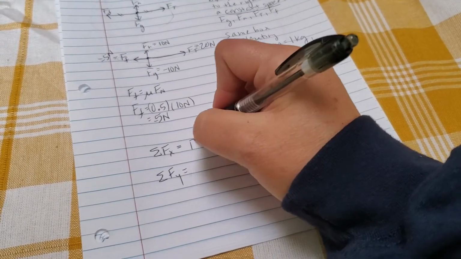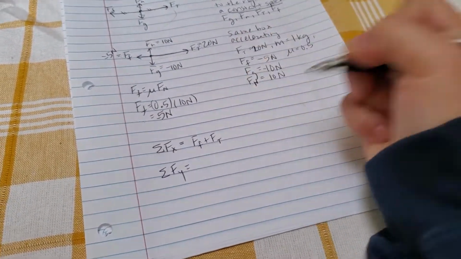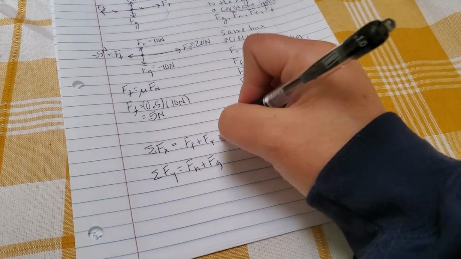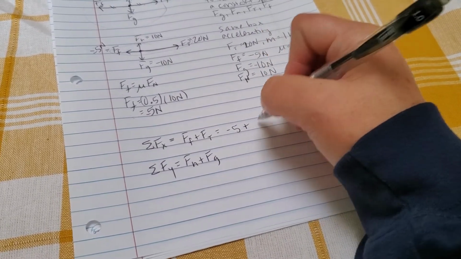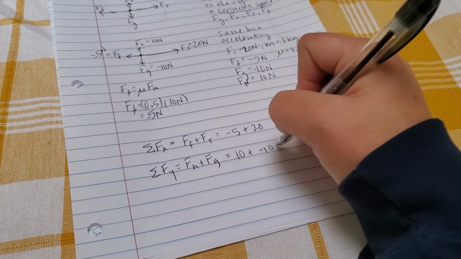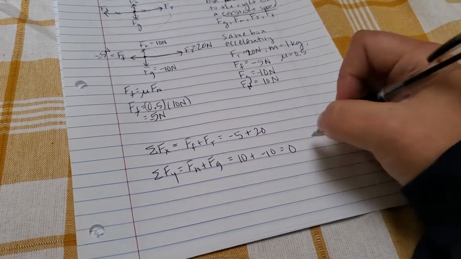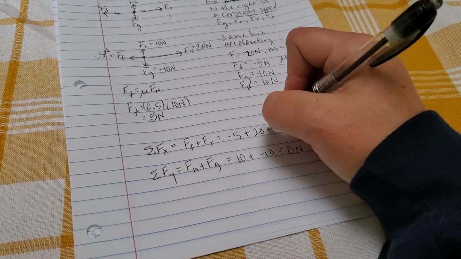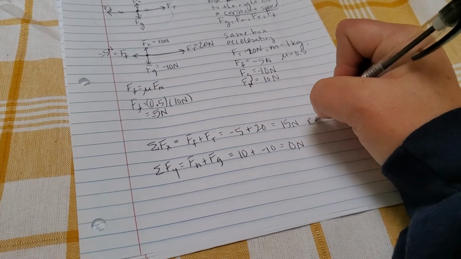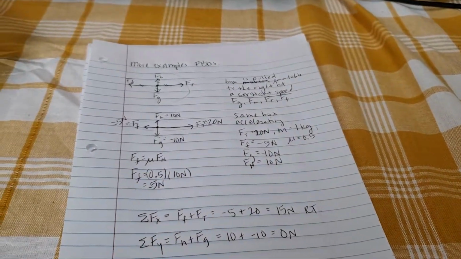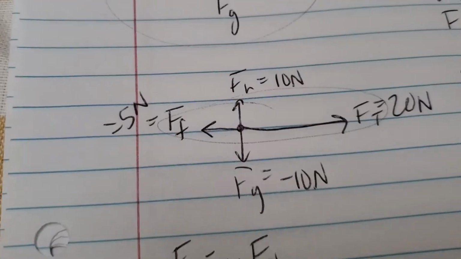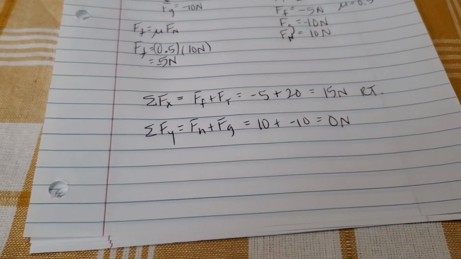In the x direction, we're going to have friction plus tension, and in the y direction, we'll have normal force plus gravity. And so our friction will be minus 5 plus 20, and normal will be 10 plus negative 10. Y will be 0 newtons net force. And in the x direction, we'll have 15 newtons to the right. There you go. So that's kind of the game. These are the free body diagrams. And this is what you can do with them.